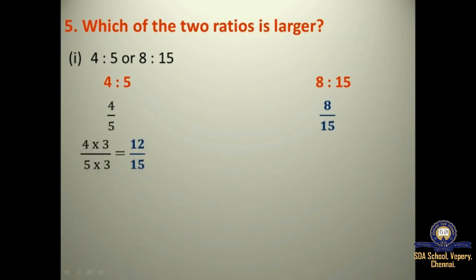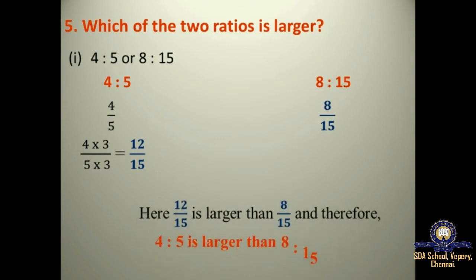So we need to multiply both the numerator and denominator by 3. Okay, so now when I multiply 4 with 3, I'll be getting 12, and when I multiply 5 with 3, I'll be getting 15. Okay, so when I compare both 12/15 and 8/15, 12/15 is larger than 8/15. Okay, so therefore 4:5 is larger than 8:15. Got it, students? First, you are going to find the lowest common denominator, and you'll be multiplying the number with the numerator and denominator.